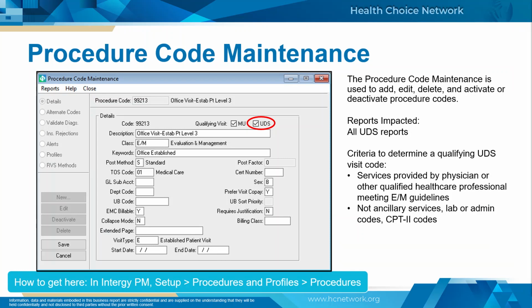In the Procedure Code Maintenance window, you can add, edit, delete, deactivate, or reactivate procedure codes. The only element in the procedure code setup used for UDS reporting is the UDS qualifying visit checkbox. Procedure codes representing services provided by physicians or other qualified healthcare professionals that meet the E&M guidelines should be checked. Codes for ancillary services that are done as part of the visit or lab or admin codes or CPT2 codes should not be checked.